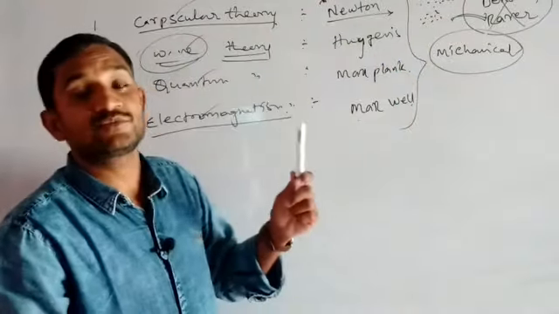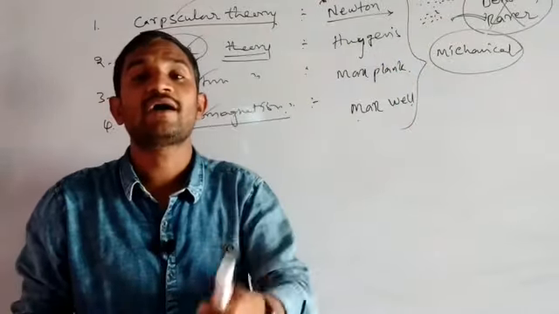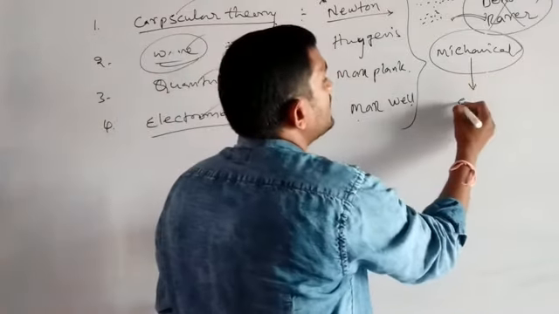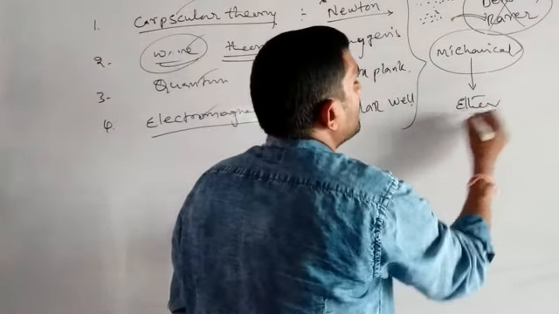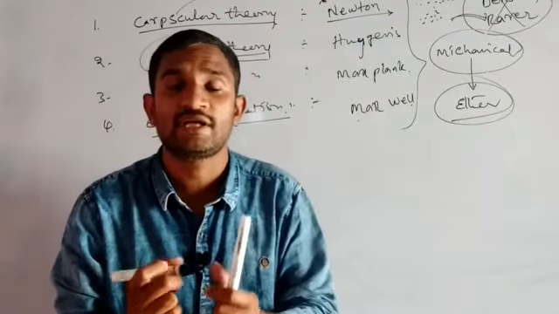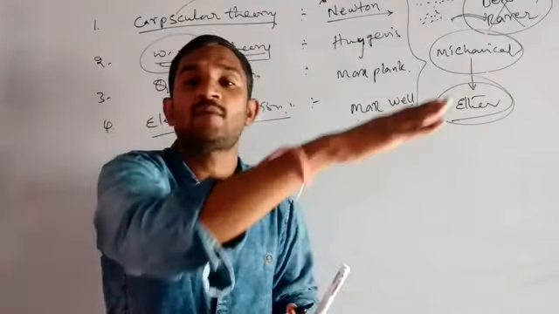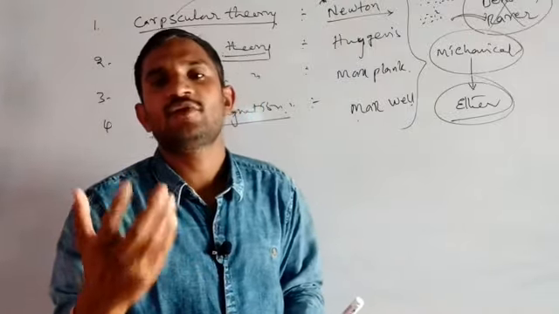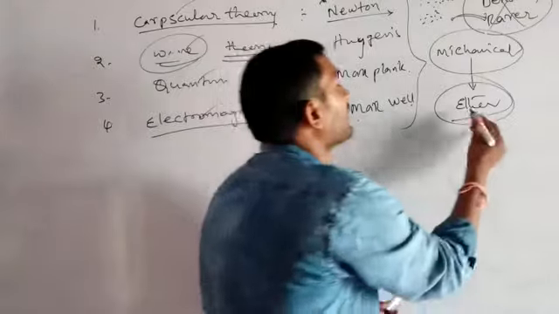Light is moving in the form of a mechanical wave. To move the mechanical waves, the ether medium is required. Which medium is required? The ether medium. Light is moving in the form of a mechanical wave, and to move that mechanical wave, the ether medium is required.